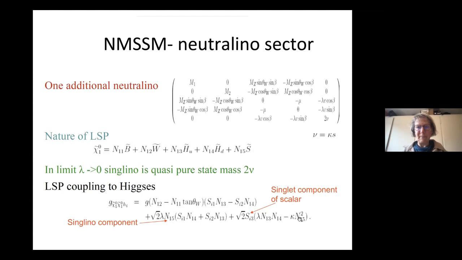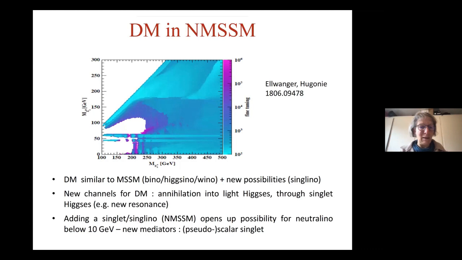So if you look at the dark matter in the NMSSM, it's globally very similar to the MSSM when the neutralino is either Bino, Higgsino, or Wino. But there are new possibilities because it can be a singlino. So let me focus only on these new possibilities. Basically, there are new channels for dark matter. Dark matter can now annihilate into light Higgses because, since the singlet is partly decoupled, the singlet can be light and can even be below 125 GeV. And there's also the possibility for dark matter to annihilate through the singlet Higgs through the coupling that I've just shown you. So there can still be some resonance effects and enhanced annihilation, even if the singlino is very light, provided its mass is close to half the mass of the singlet.